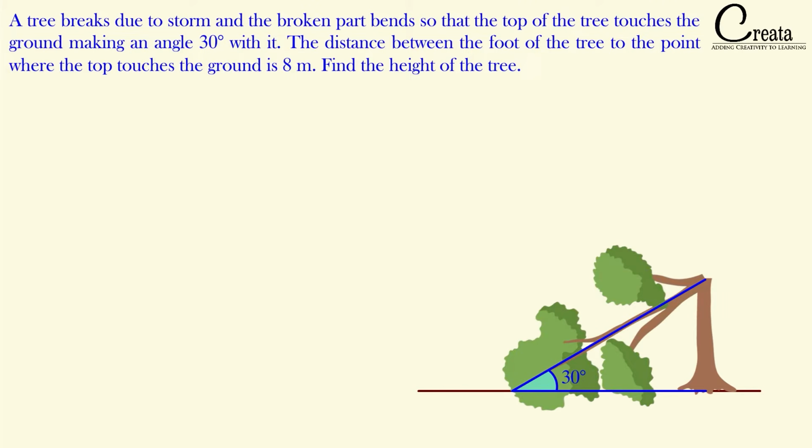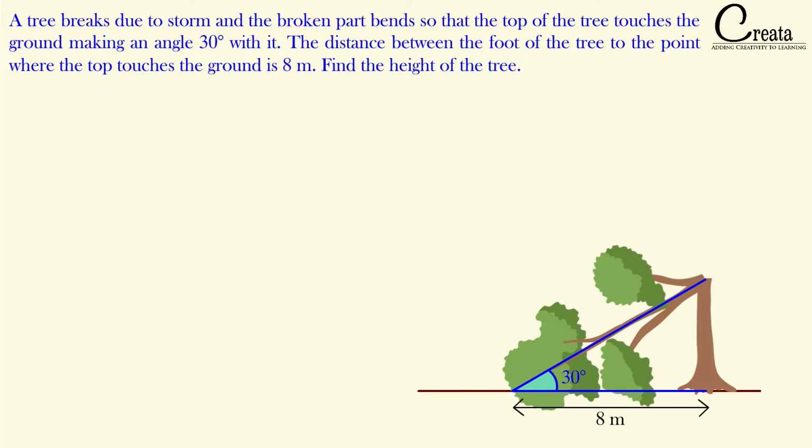And the distance between the foot of the tree to the point where the top touches the ground is given as 8 meter. So this distance is given as 8 meter and this angle is given as 30 degree. And in this question, we have to find the height of the tree. Height of the tree is basically composed of two parts. This part, the remaining part of the tree, and the broken part, this part.